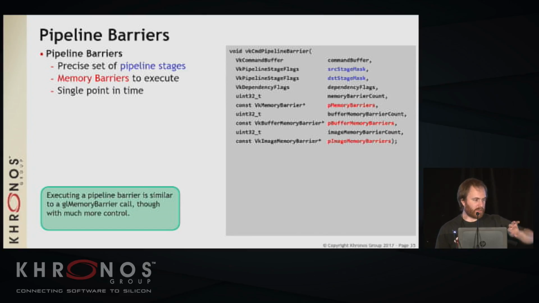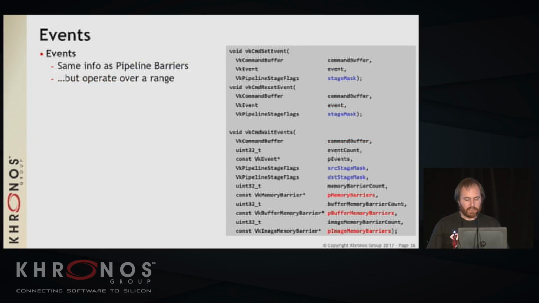It sort of operates on all the stuff that came before it with all the stuff that will come after it. So you go draw, pipeline barrier, draw, then it means that you've got that first draw as a synchronization dependency with the second draw.